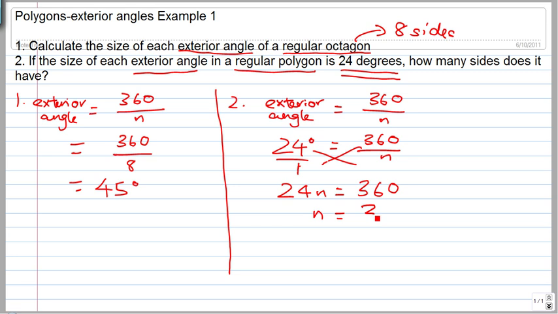The number of sides is therefore 360 divided by 24. Okay, that would give you 15 sides.